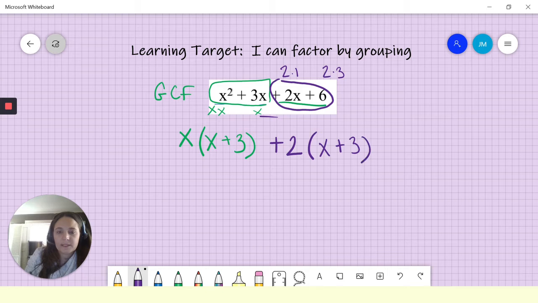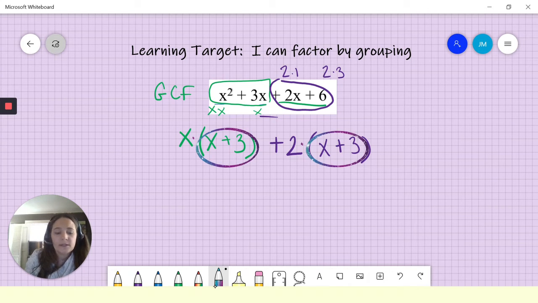Okay, now when you factor by grouping, there's one extra step that we have to do, and that extra step is this. Notice that they both share a common factor. So this first term, the green one, we have x times x plus 3. So those are two factors because you're multiplying them together. And then we have 2 times x plus 3, also two factors because you're multiplying them together. So they do share a common factor. They share a common factor of this x plus 3.